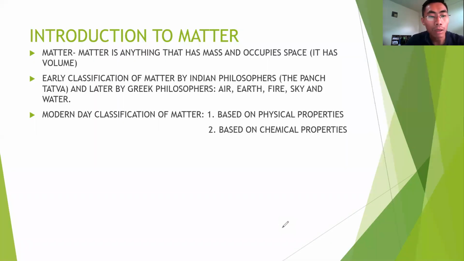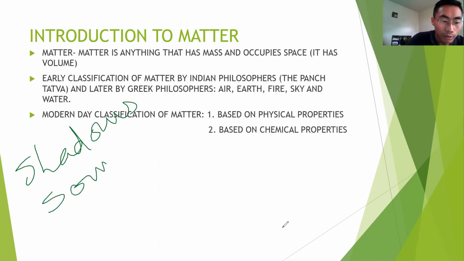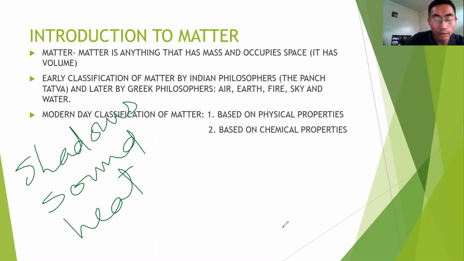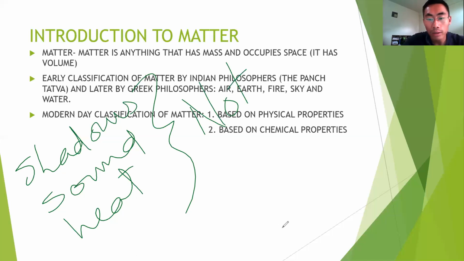Now if we talk about shadows, sound and heat, all these things do not satisfy the definition of matter. They do not have mass, neither do they occupy space. So these are non-matter. These are not considered as matter. This is just to give you a little idea about it, so that you can be aware of it.